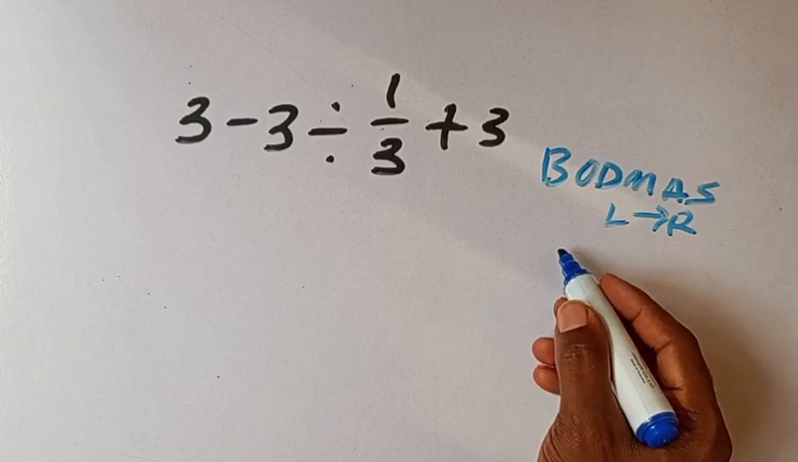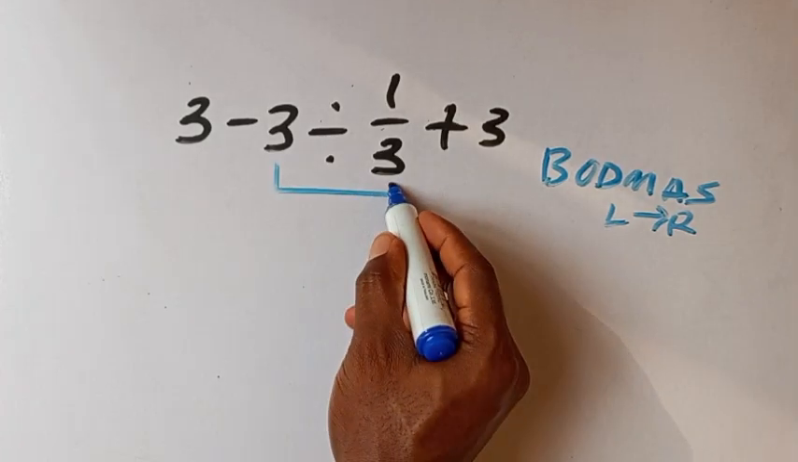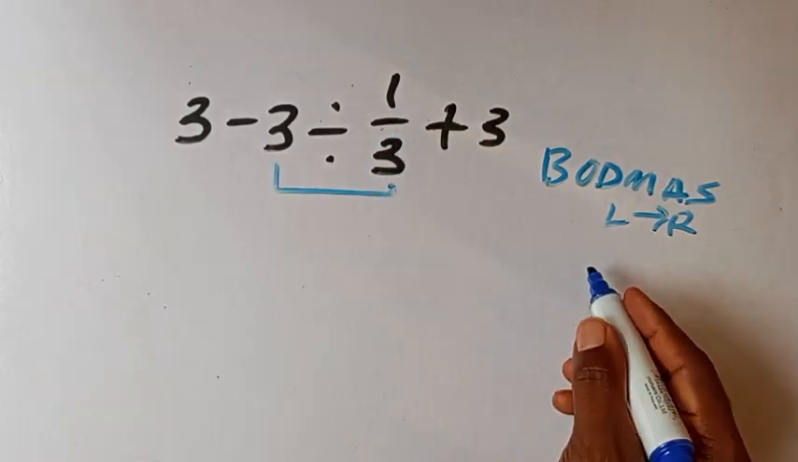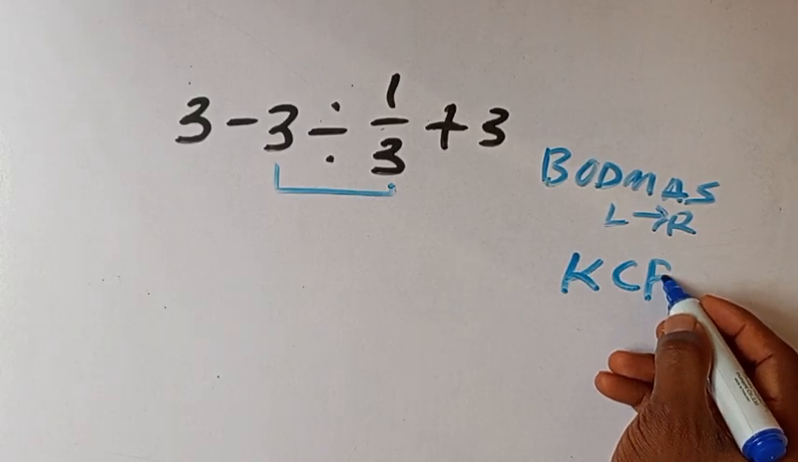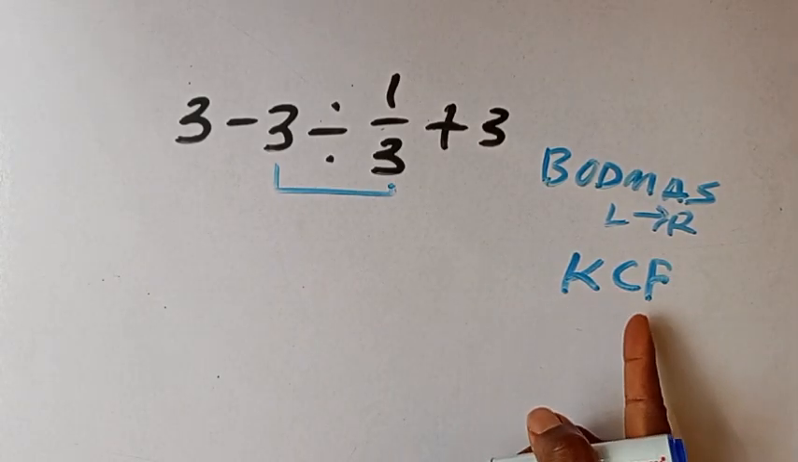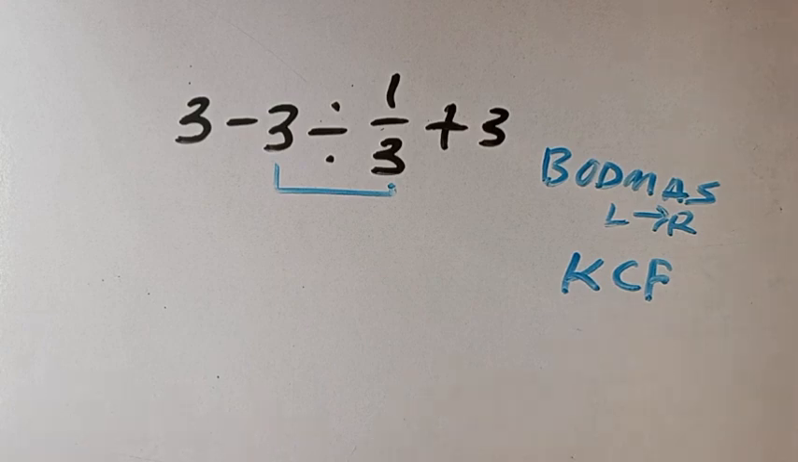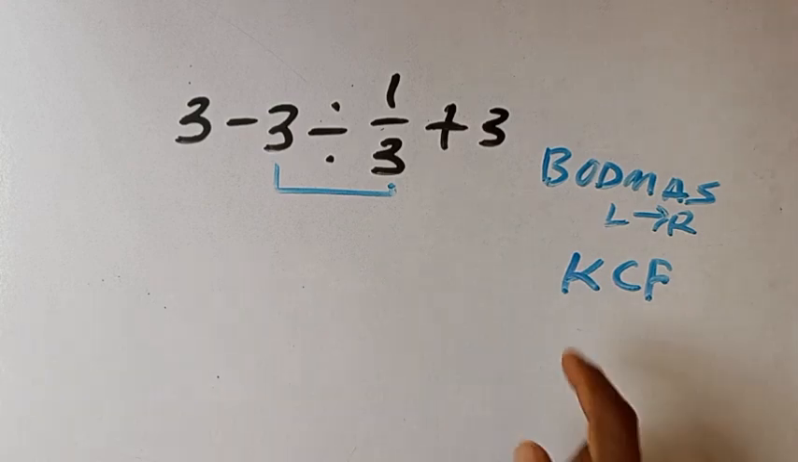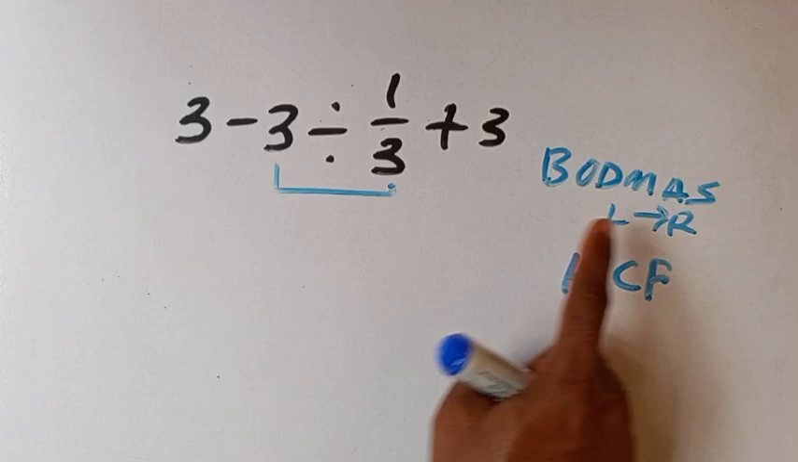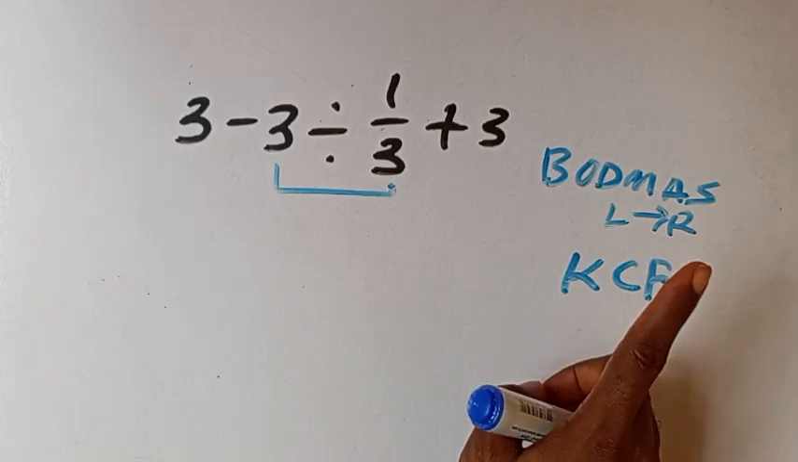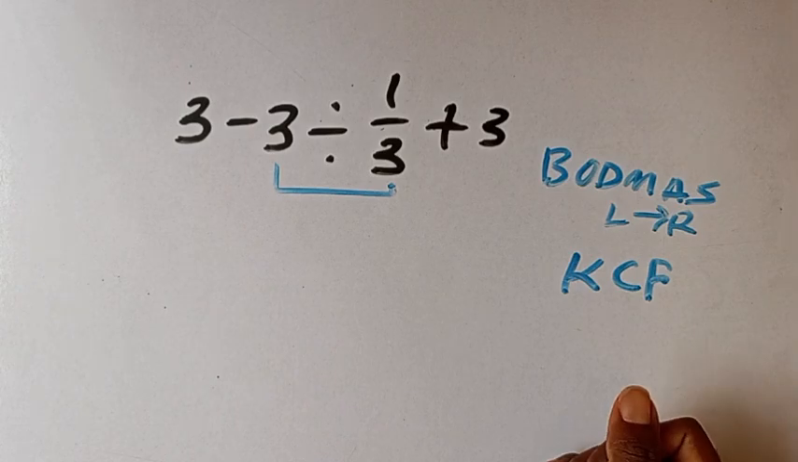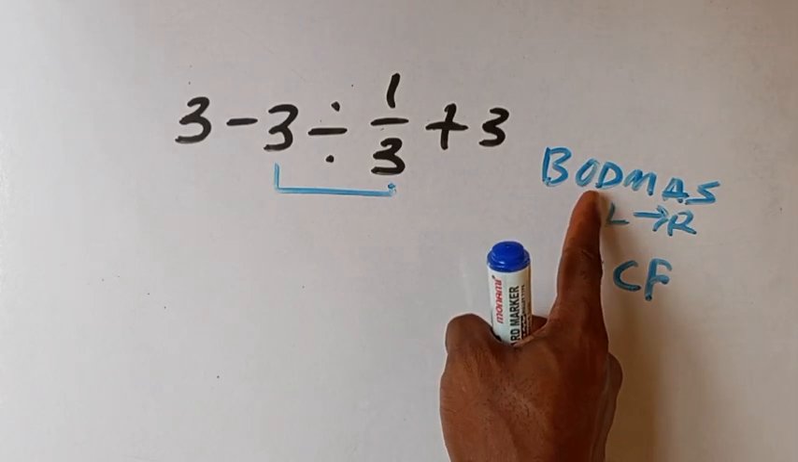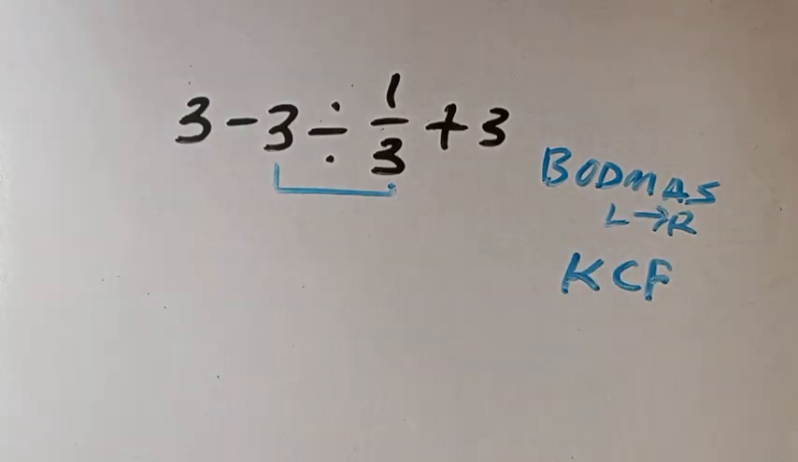And also don't forget that we have a fraction here. Because of this fraction, we have to apply the KCF rule. This K stands for keep, change, and flip. So when you are solving this equation, you have to put at the back of your mind that division and multiplication have equal priority. So whichever you are solving first, because some persons use PEMDAS to solve this question. So when you are solving this, you have to solve from left to right.